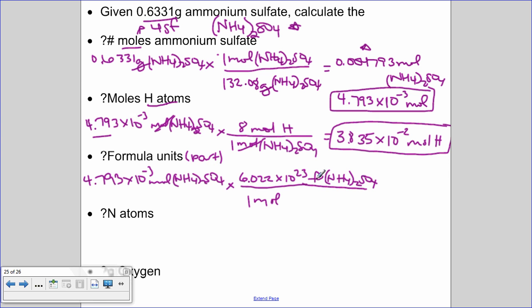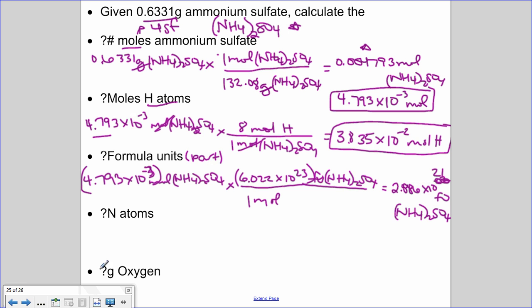Okay, this is looking great right now. So all you're going to do is multiply across. Make sure you put in your calculator 4.793 times 10 to the negative 3 in parentheses times Avogadro's number in parentheses. It doesn't matter during multiplication, but get in the habit of it, because when you get to division and you don't put your parentheses in the correct spot in your calculator, you're going to get a funky number, and you don't want that. All right, so the final answer for this one is 2.886 times 10 to the negative 2. Oh, I just lied to you. Times 10 to the 21st formula units of (NH4)2SO4.